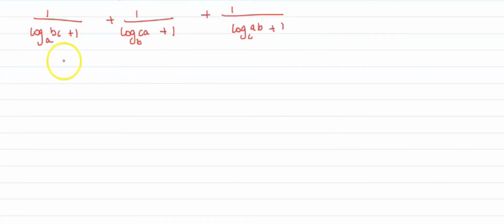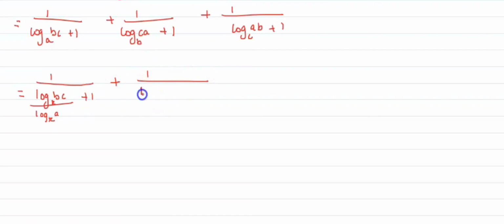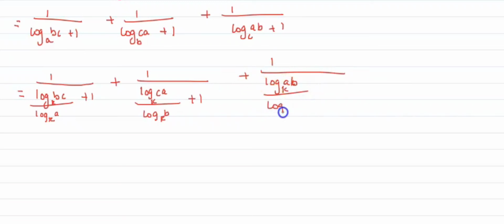Okay, now since my bases are not the same everywhere, I'll replace it with some new base, that is k. So this I can write as 1 over log bc to the base k by log a to the base k plus 1. Here also 1 by log ca to the base k by log b to the base k plus 1, plus 1 over log ab to the base k by log c to the base k plus 1.